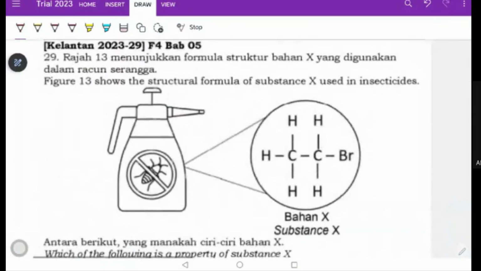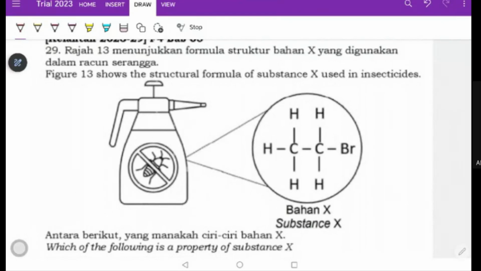Okay, now this. What is this, class? Insecticides, racun serangga. Okay, so let's see. Inside here, plus, what is this bond? Any idea? In this chapter we learn the main two types of bond: ionic and covalent. So is this one ionic or covalent? Covalent. Okay, so it's covalent.